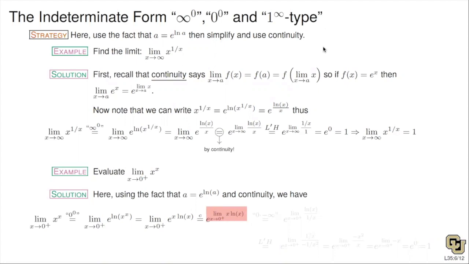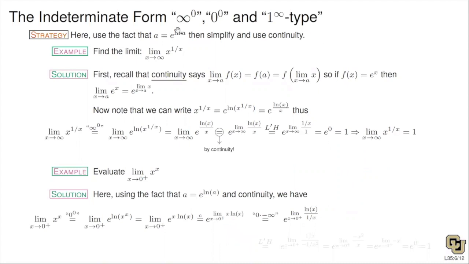When I send x to 0 from the right, if you think about the graph of ln of x, here's the graph. As x goes to 0 from the right, ln of x goes to negative infinity. And the x out in front, this x out in front, goes to 0. So now we see I have a 0 times infinity indeterminate form.